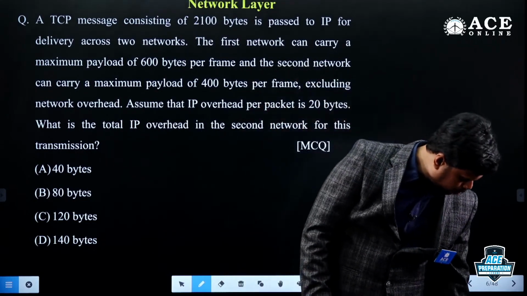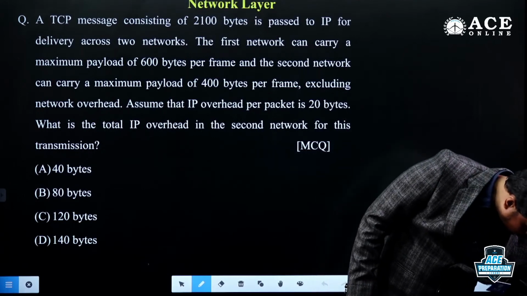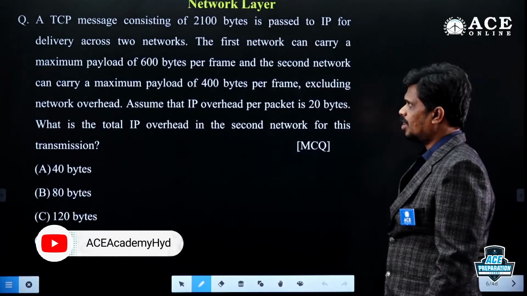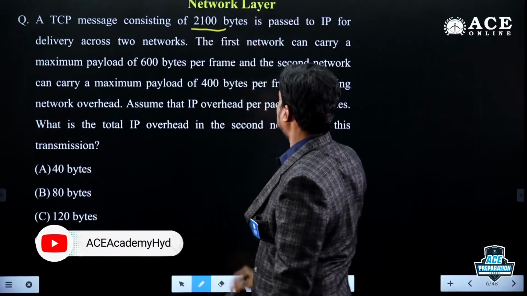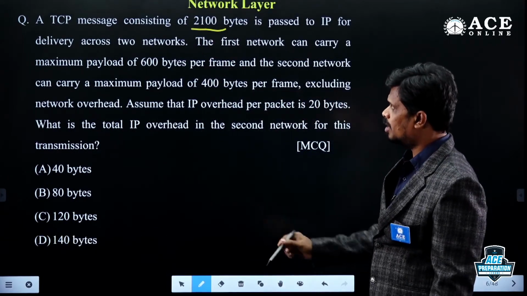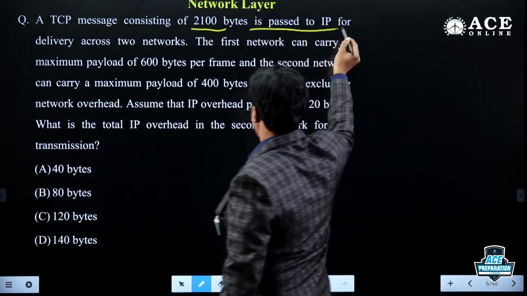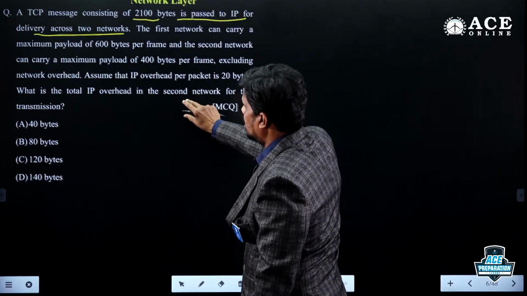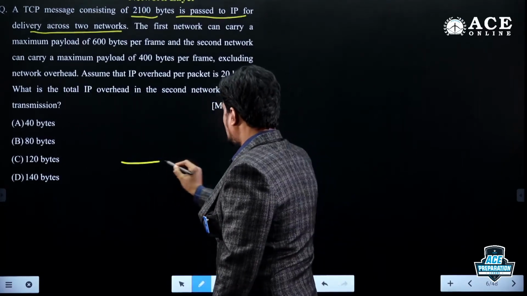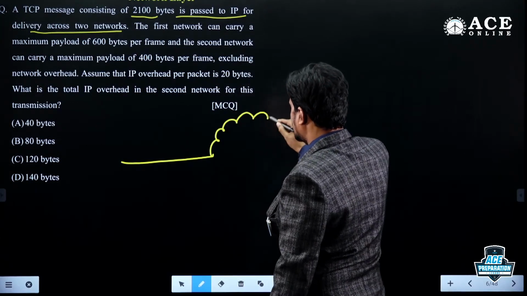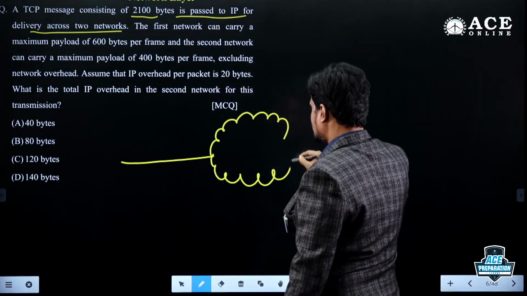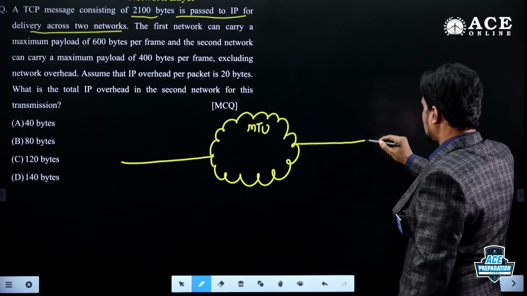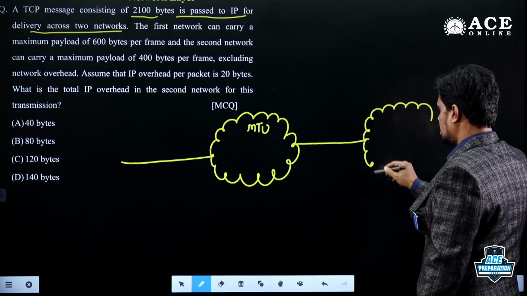So what could be the answer for this question? It is saying that a TCP message consisting of 2100 bytes is passed to IP to deliver across 2 networks. According to this line, the diagram you can draw like this: you can have 2 networks here. Let's say this is the first network and its corresponding MTU, and this is the second network and its corresponding MTU.